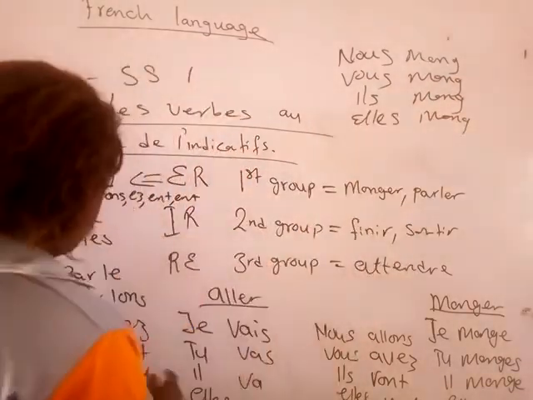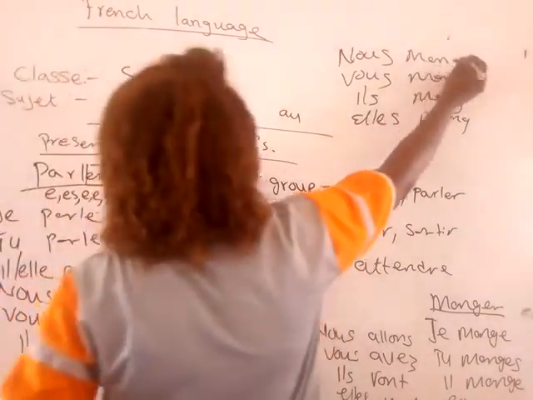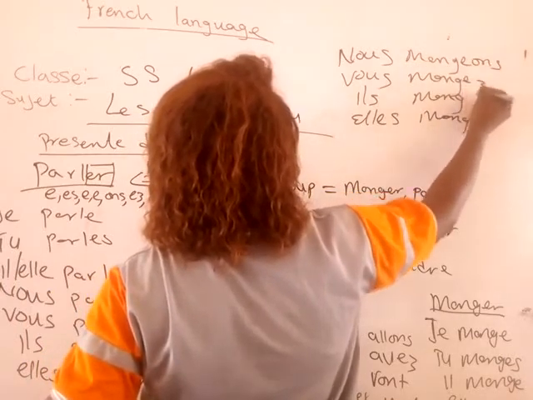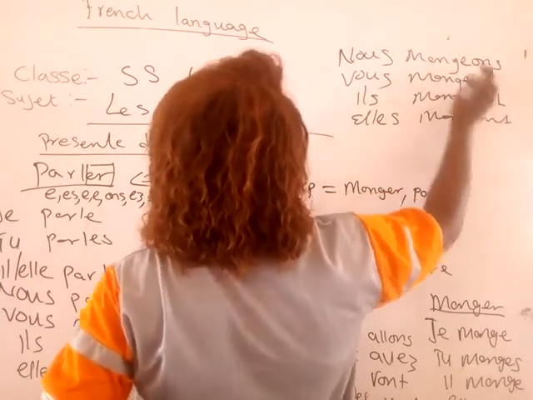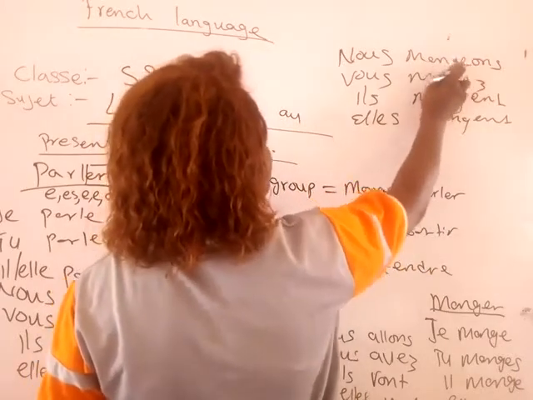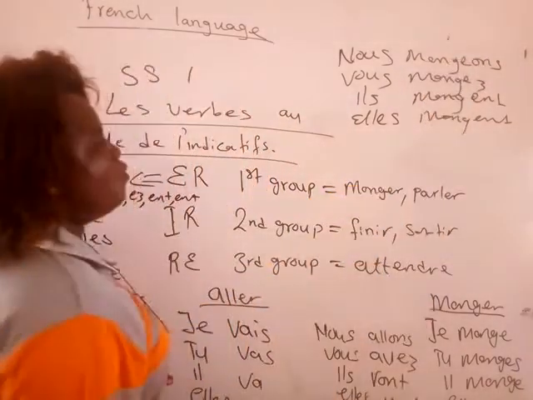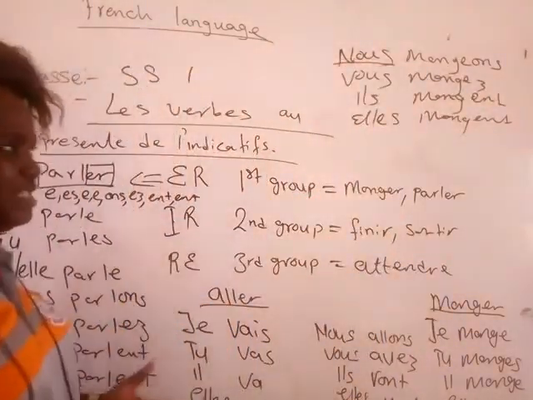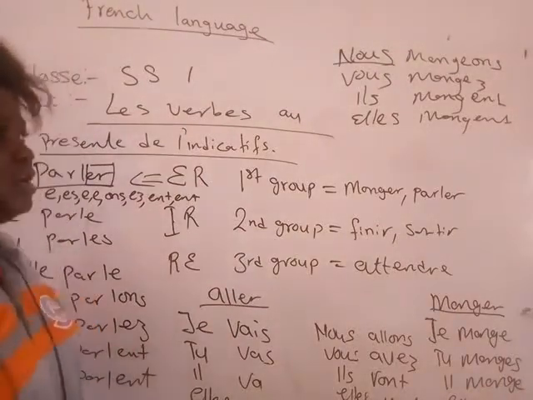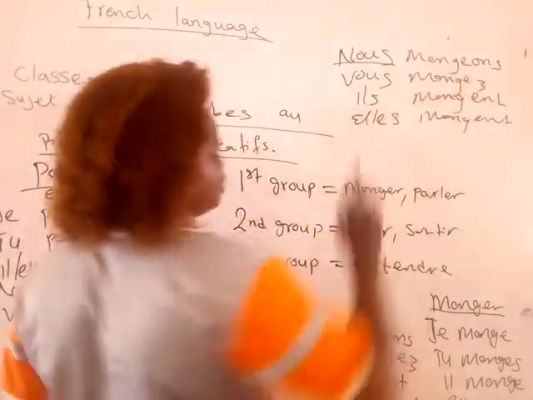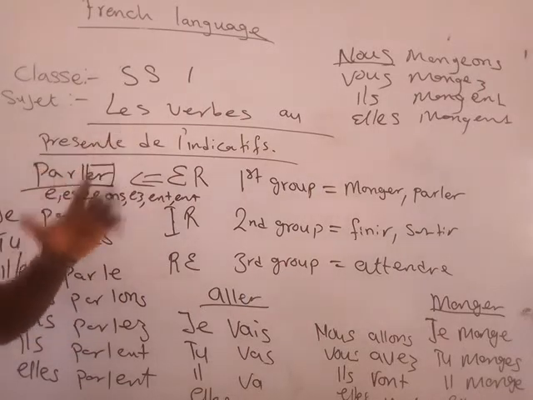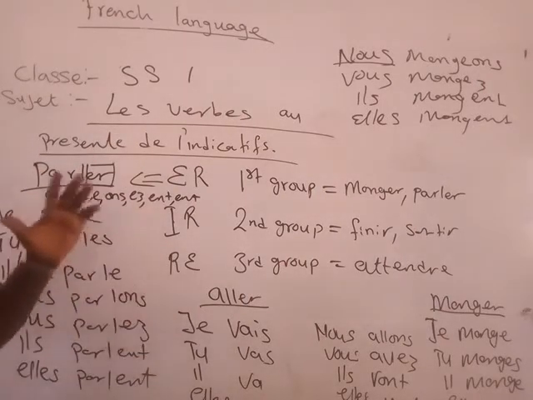Now note, in the plural here, we have ONS. But in the case of manger, we add E before adding ONS, then EZ, ENT, ENT. Why? The rule says any verb that ends with ER and has a G, we must put E before adding ONS when it gets to nous. We have so many examples too, like voyager, to travel, which is an example of an ER verb that has G. So this is how we conjugate verbs in the first group of verbs in the present tense.